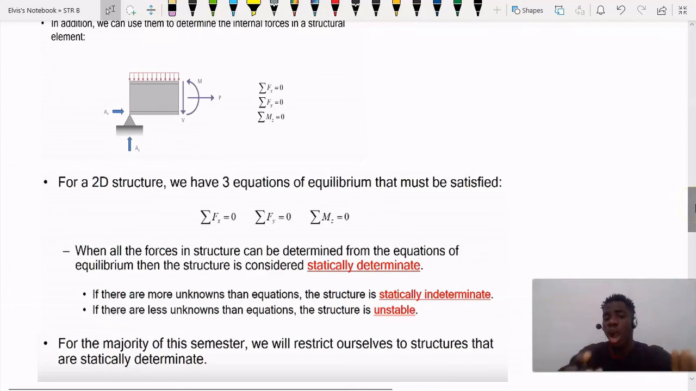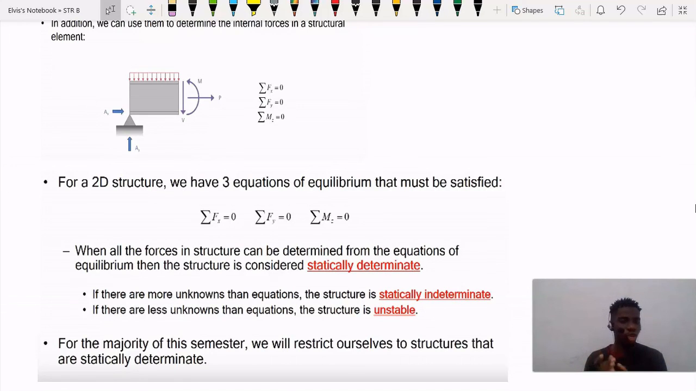So in the next lesson, we are going to determine support reactions. These are the forces that keep the structures in equilibrium. So guys, this is going to be the end of this lesson.